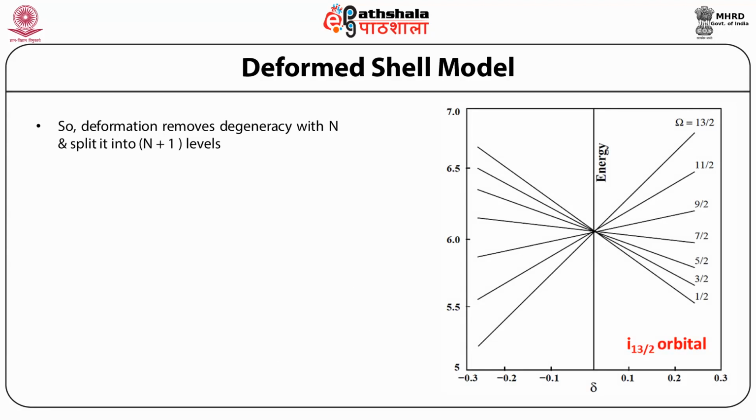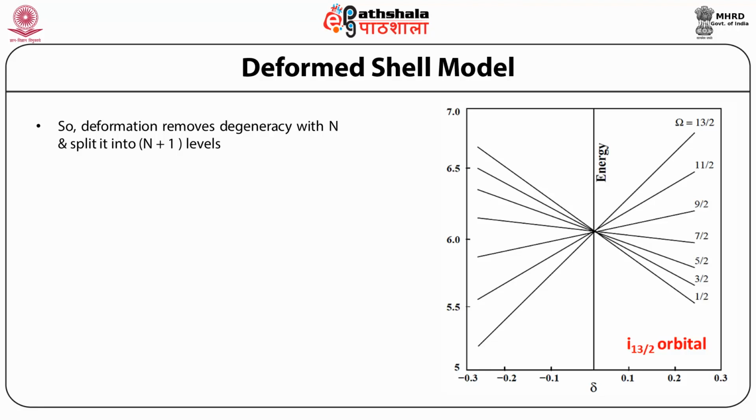So, from the expression on the previous slide, we have seen that the energy in axially deformed nuclei depends upon various things. That is, the energy of a level depends upon the deformation of the nucleus and also on the omega value, that is the projection of total angular momentum on the symmetry axis. So, it means deformation removes the degeneracy with oscillator number n and splits it into n plus 1 levels.